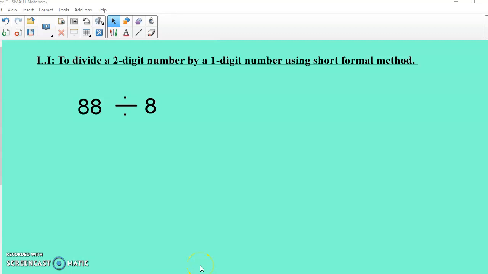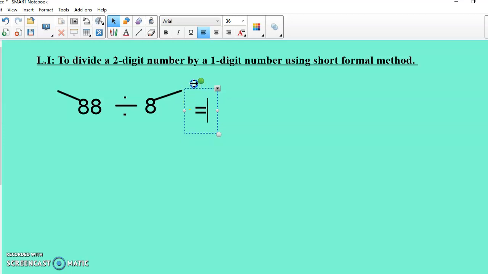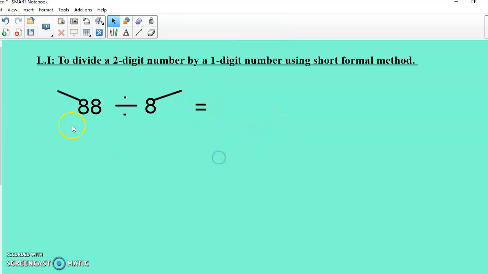Hello, good morning, children. Today's learning, we are dividing a two-digit number by a one-digit number using the short formal method. So I have my dividend and I have my divisor. And what I'm trying to do is get my quotient. I don't know what my quotient is yet. I need to find out what my quotient is.